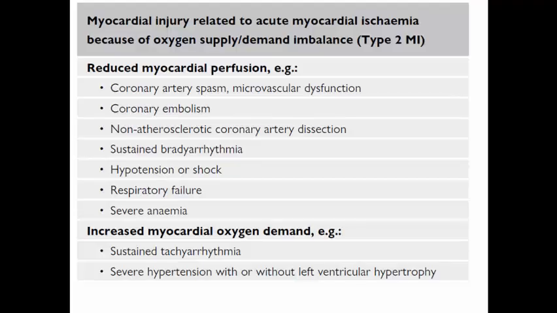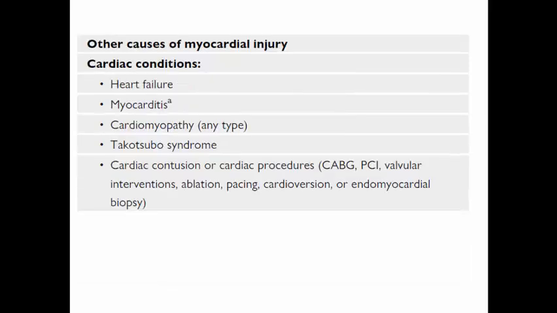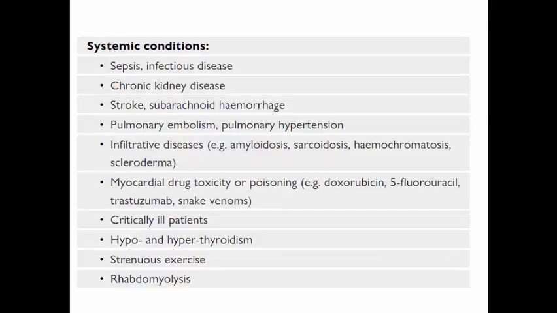This table summarizes the other causes of elevated cardiac troponin, for example type 2 MI showing oxygen supply-demand mismatch, either reduced myocardial perfusion or increased myocardial oxygen demand. Sometimes other causes of myocardial injury may result in elevated cardiac troponin, like other cardiac conditions or systemic conditions that may result in elevated cardiac troponin, not due to MI.